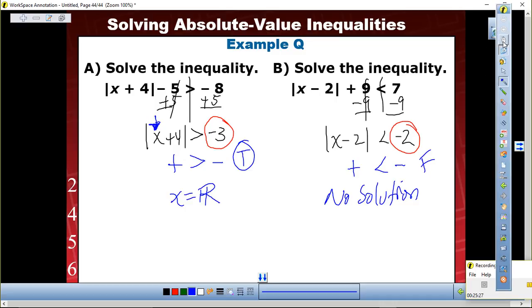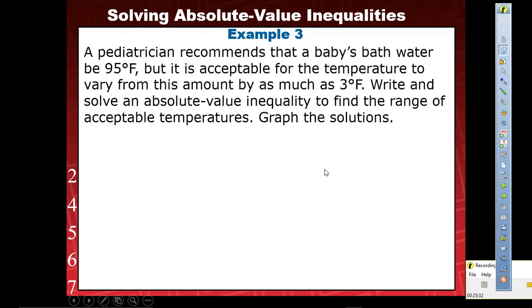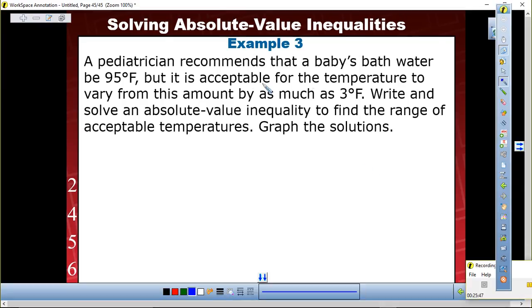And the last one. Example number 3. Say it. Who's going to say it? Shakira. Pediatrician recommends that a baby's bathwater be 95 degrees, but it is acceptable for the temperature to vary from that by 3 degrees. Write and solve an absolute value inequality to find the range of acceptable temperatures.